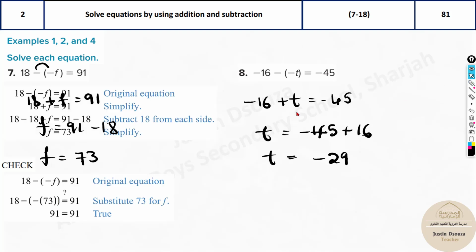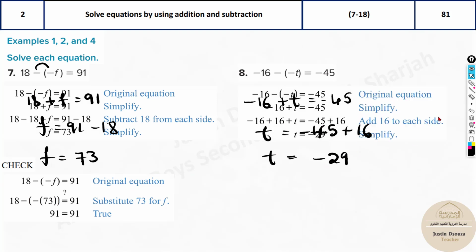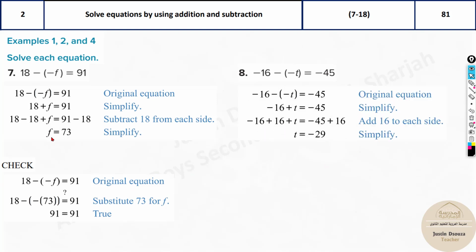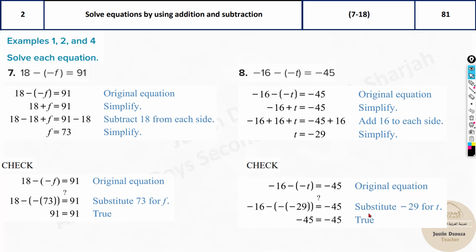You can see the answer, 73. Okay, there's a check, which is not required, but I'll tell you what it means. Once you find the answer, substitute it over here. What will happen? It'll be minus minus 73, 73 plus 18 is 91. So it should be equal. Even over here, when you check, it will be equal. But that's not required. If you do it properly, you will definitely get the correct answer.